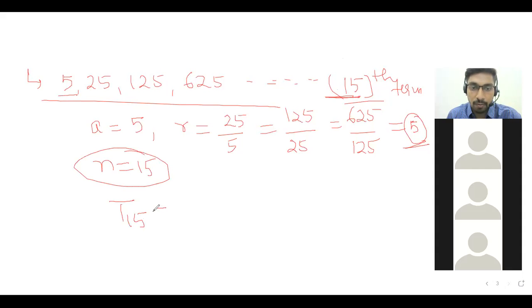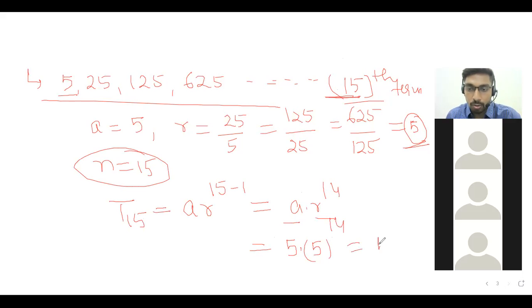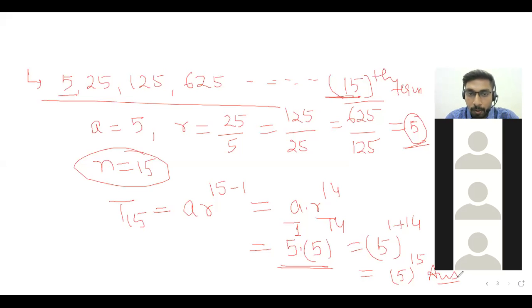So T15 for GP is a r to the power 15 minus 1, that means a into r to the power 14. So what is the value of a? 5. What is the value of r? 5 again. So 5 into 5 to the power 14. In multiplication, the powers will be added, so 1 plus 14. So 5 to the power 15 will be your answer. There is no need to calculate the multiplication of 5 fifteen times. Okay, don't worry about that. So 5 to the power 15. Is it clear to all or not? Please tell me. Hello. Clear, sir. Okay, fine.